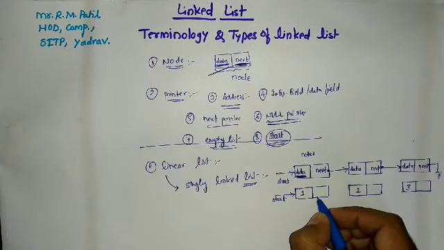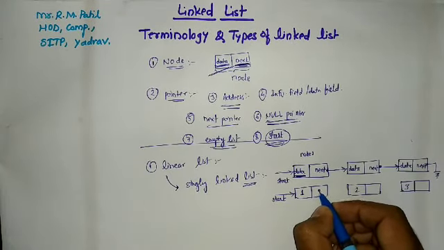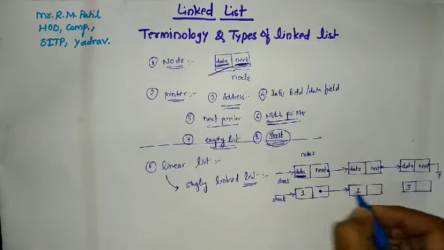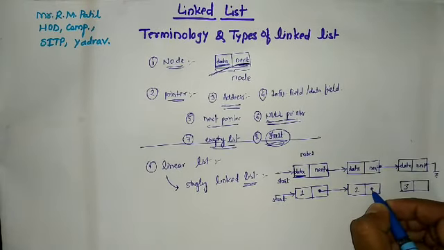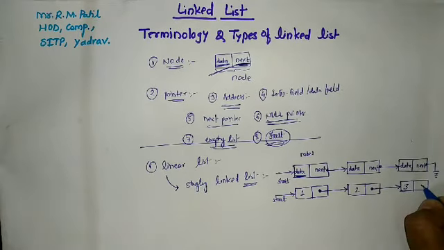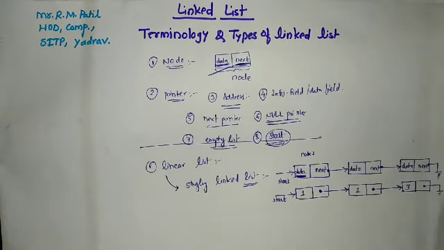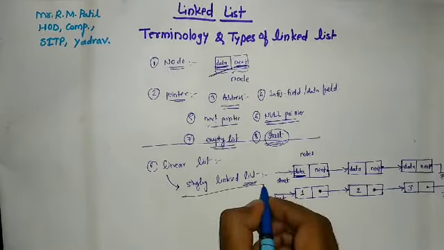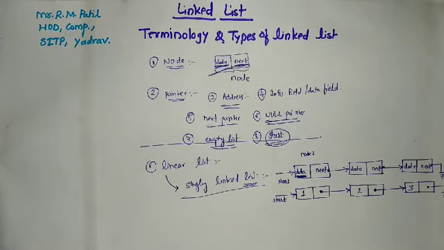Inside the first node, the next pointer will store the address of the second node. Inside the second node it will store the address of the third node, and in the last node null will be stored. So this one we are going to call a singly linked list. The singly linked list has some advantages as well as disadvantages.